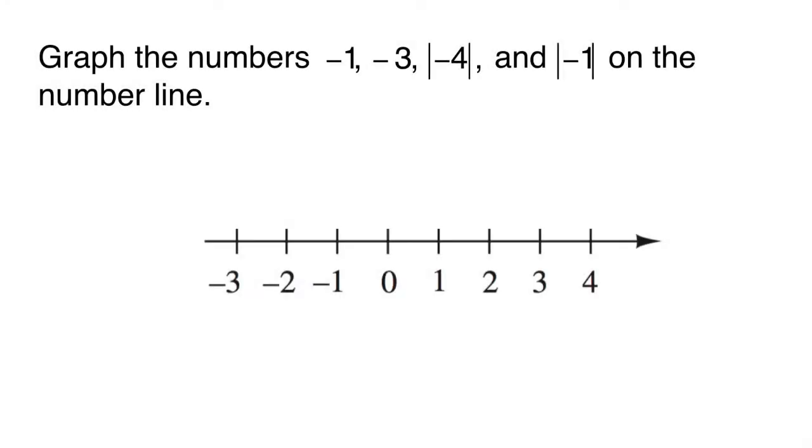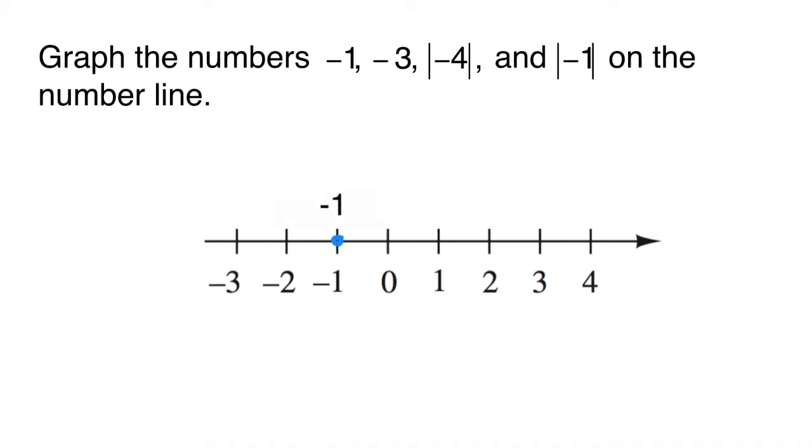Graph the numbers -1, -3, the absolute value of -4, and the absolute value of -1 on the number line. To graph these numbers, we need to find them on the number line and then place a point at that location. We'll start with -1. We have a number line from -3 to 4. We find -1 and we plot a point at that location.